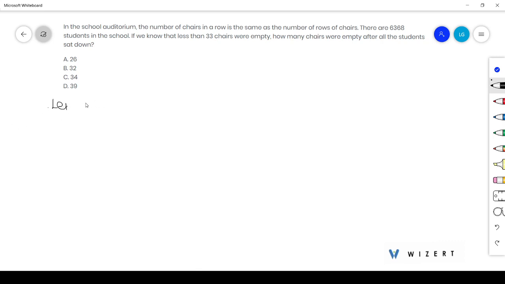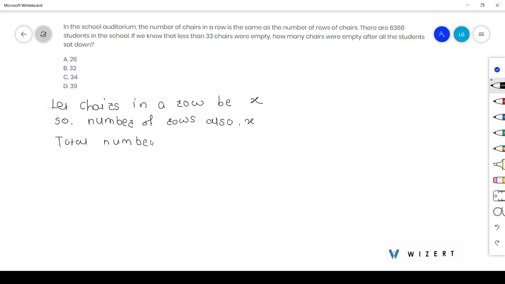Firstly, let the number of chairs in a row be X. So, from the given condition, the number of rows will also be X. Then the total number of chairs will be X square.